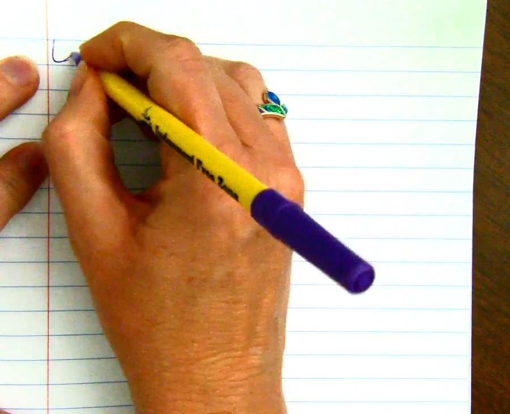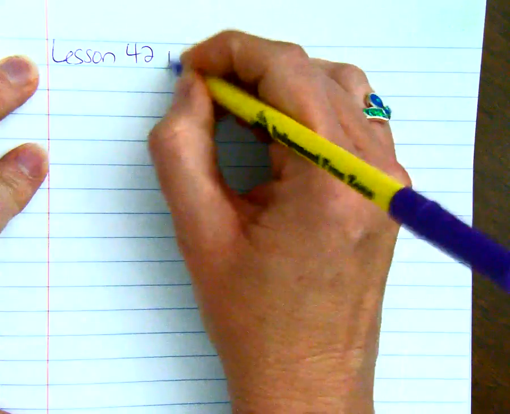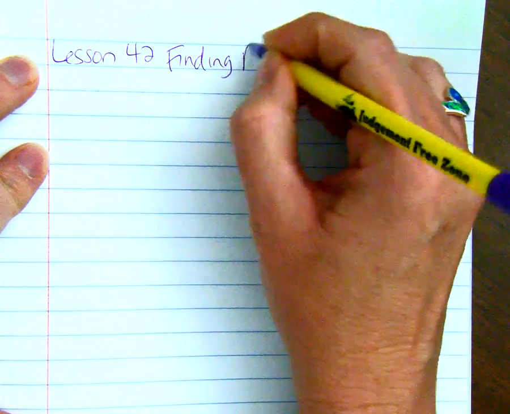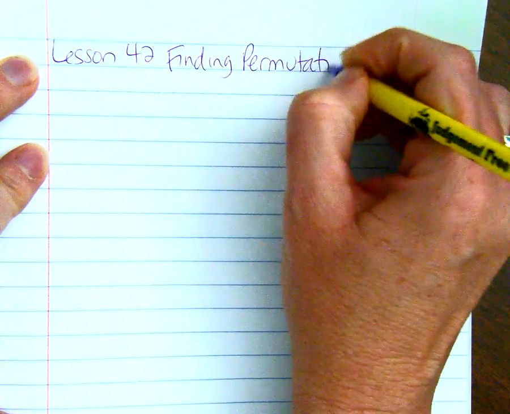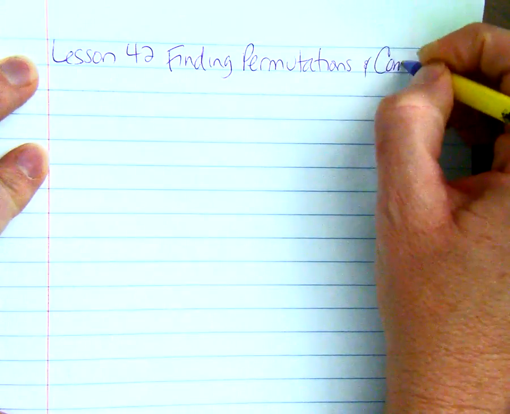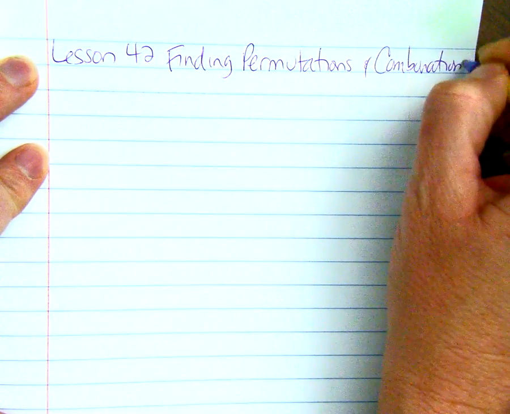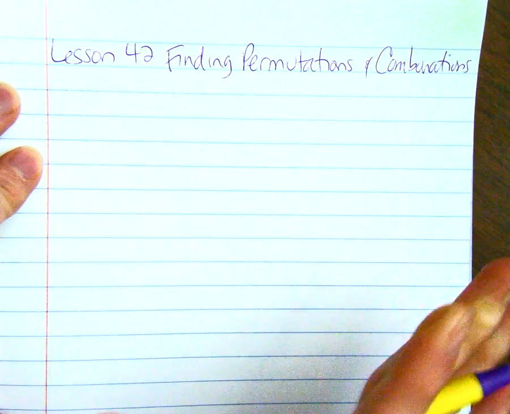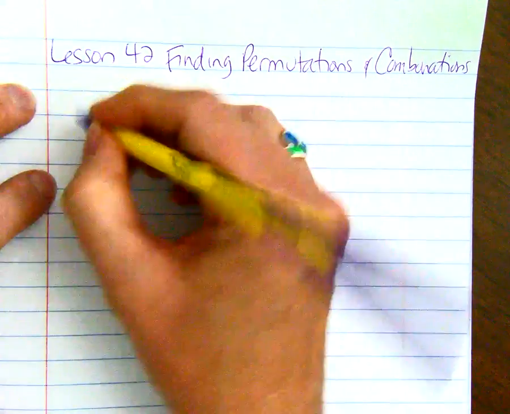Lesson 42, finding permutations and combinations. So before we begin, we're just going to review factorial.